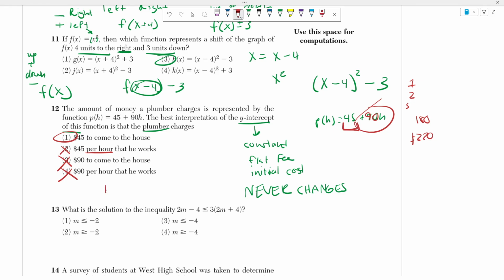If I'm earning $45 per hour, this value is going to change based on the number of hours I work. If it's just $45 to come inside of the house, then that value is never going to change. It doesn't matter if you're going to work for 3 hours, 4 hours, 7 hours, he's always going to charge you the same amount just to enter the home.